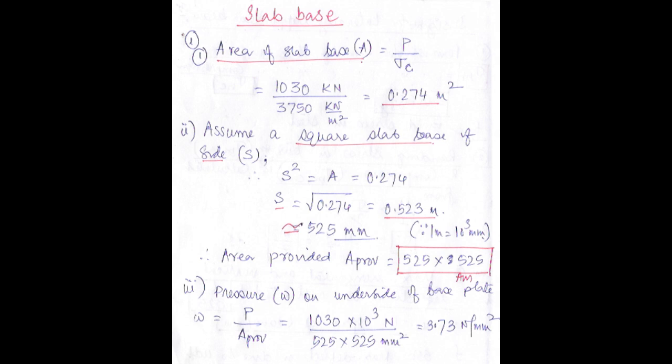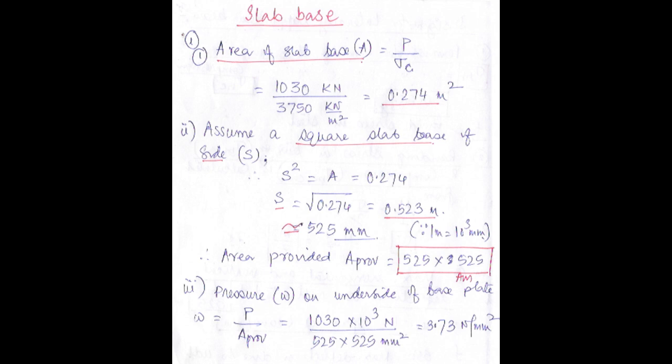Let us approximate the value as 525 millimeter. So what will be the area provided? As I was telling you while discussing the step, you approximate. So this is the approximation. It was coming as 523 millimeter, but let us take it as 525.